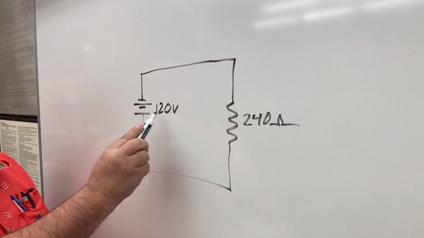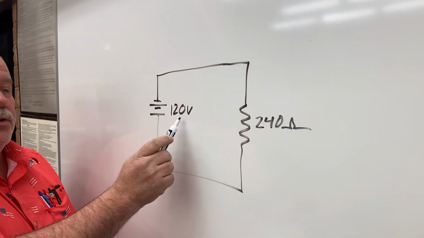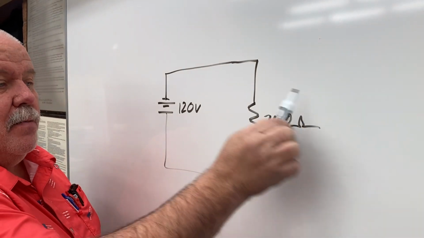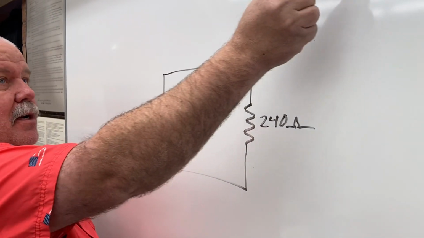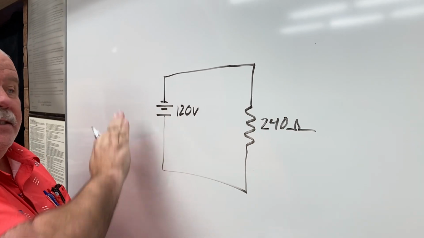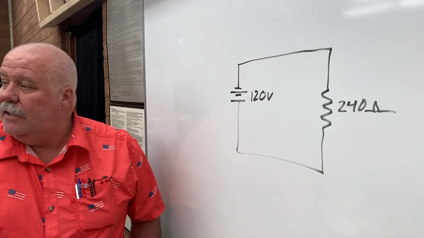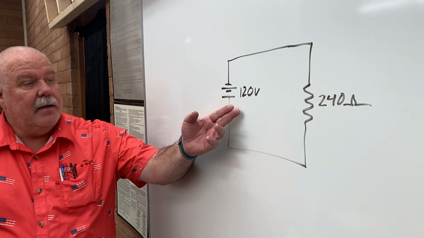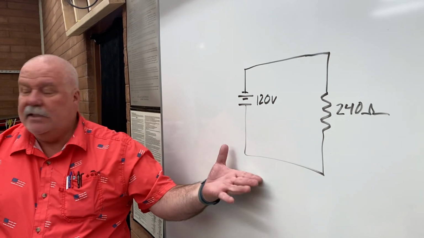Okay, so here we have a 120 volt source, 240 ohm resistance on there. We're going to be using Ohm's law. This is just the simplest, most basic circuit, right? So how many ohms is this total circuit?